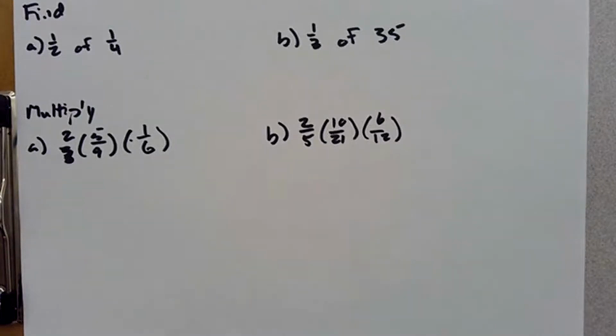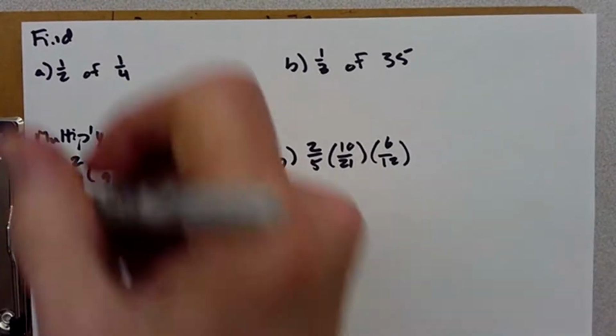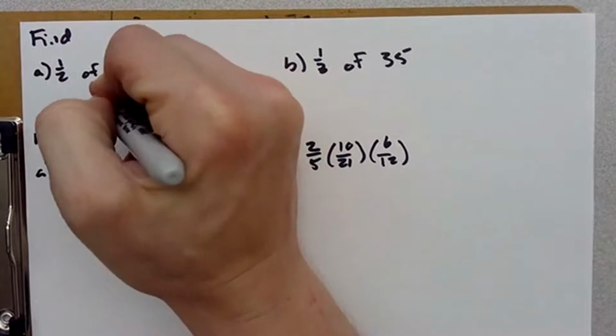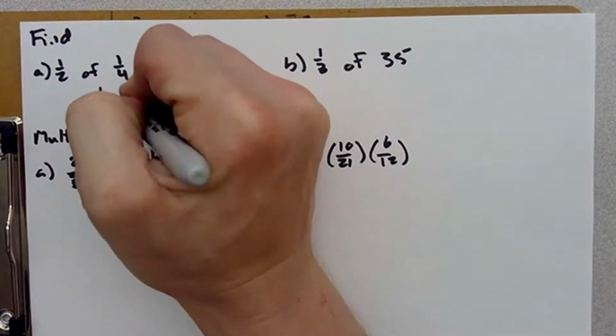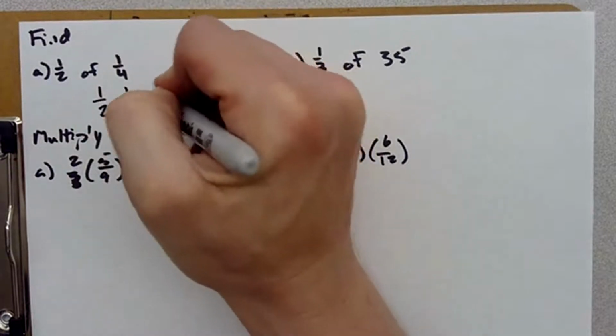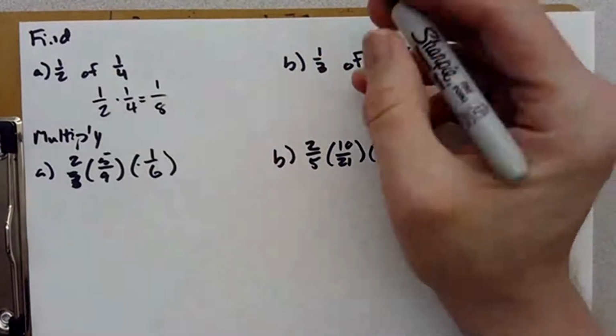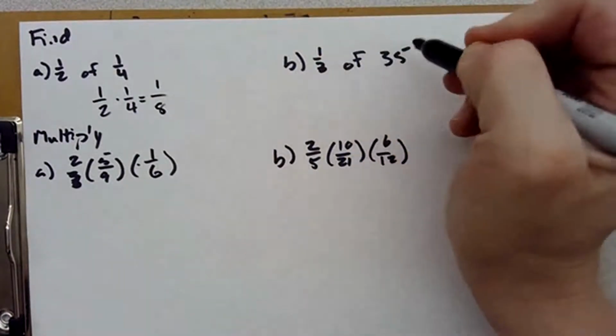And to find half of a value, we just multiply the values by 1/2. So 1/2 times 1/4 is, we multiply across the top to get 1, and multiply across the bottom to get 8. So that's 1/8. Same sort of thing for 1/3 of 35.